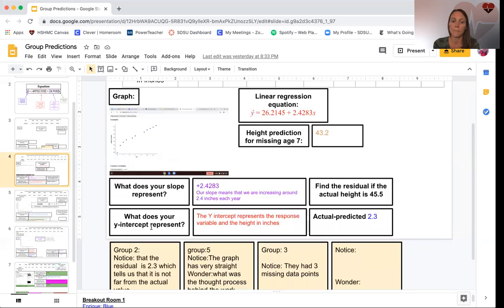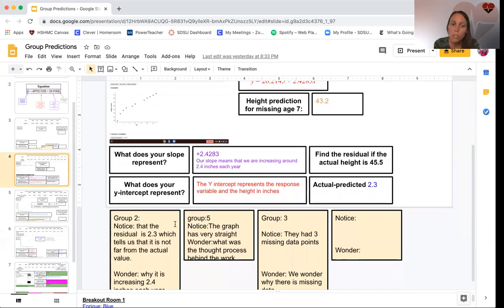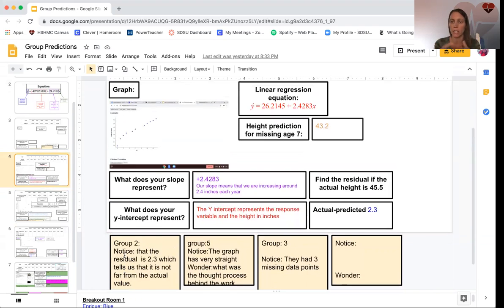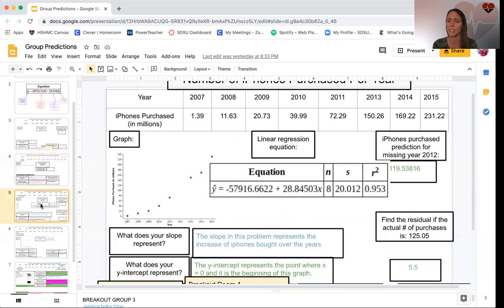You can see here that group 2 has one post-it. This again increased the participation and the conversation within the group, because they only had one post-it. So they had to collectively decide what is noteworthy of writing down that we notice and what is noteworthy of something that we wonder. Each group had about 5 minutes to go to each slide.